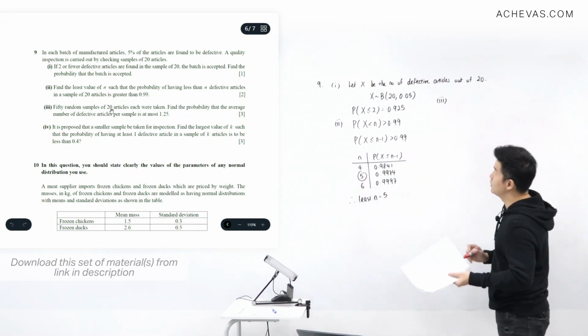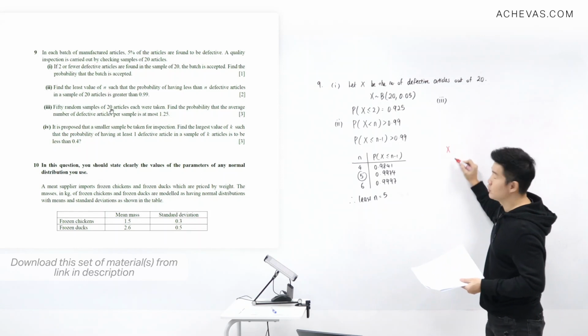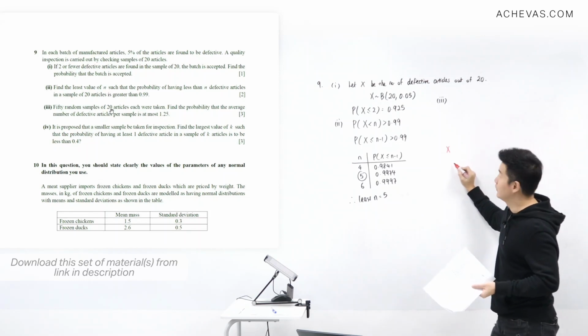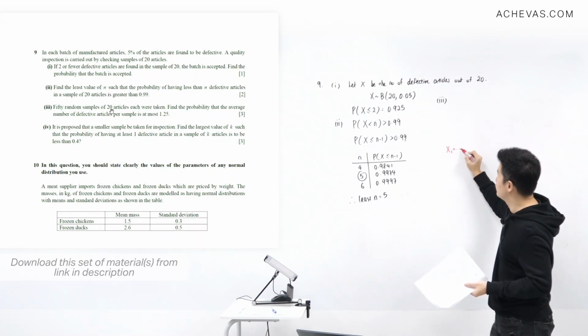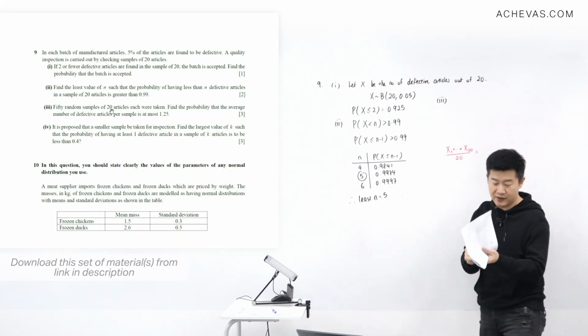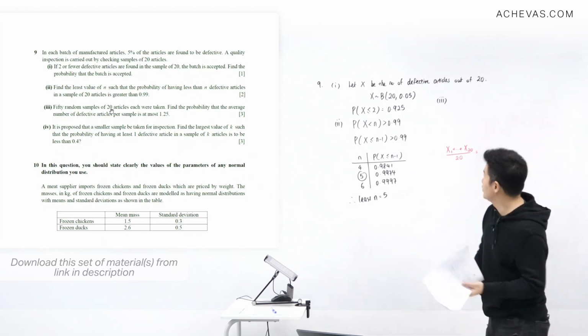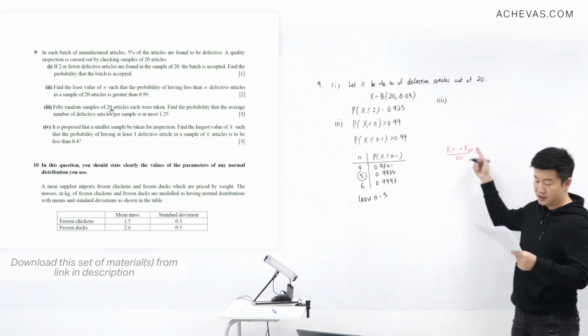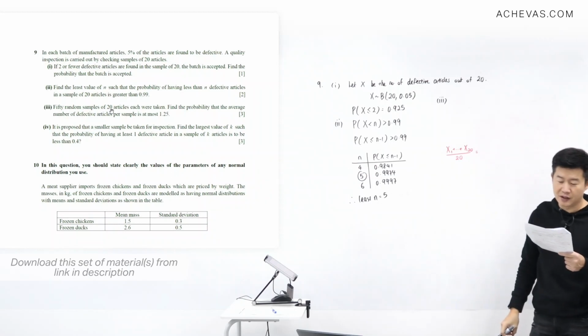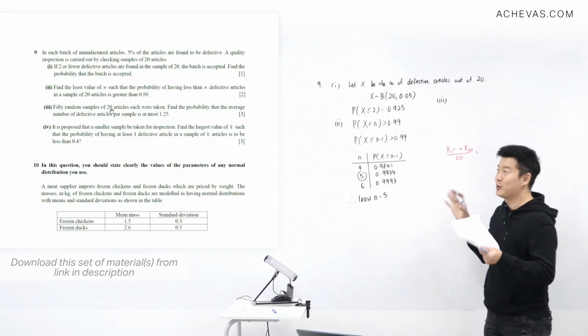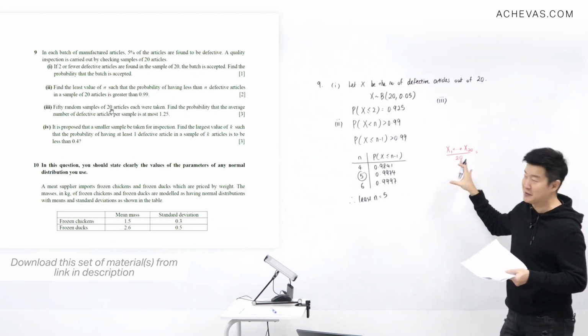For one sample, it is going to be X. So we are looking at the mean of the samples: X1 plus X2 plus X3 all the way until X20 divided by 20 is what we are looking for in this question. We're going to try to work out the probability for this first. So it's not 20 articles. We are looking at 50 samples of this. My mistake again.